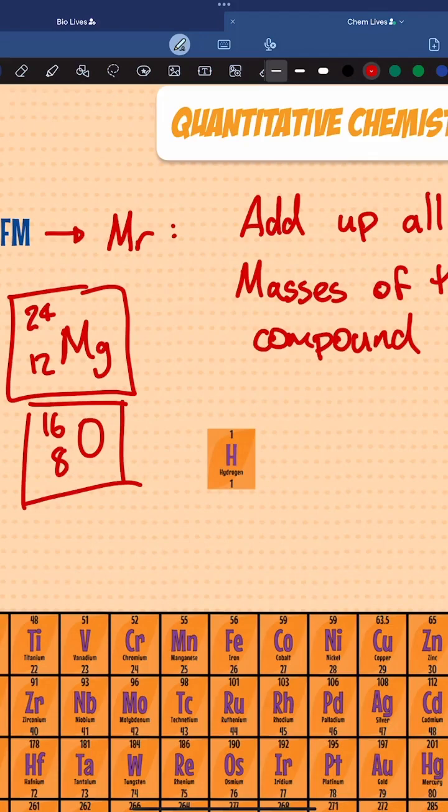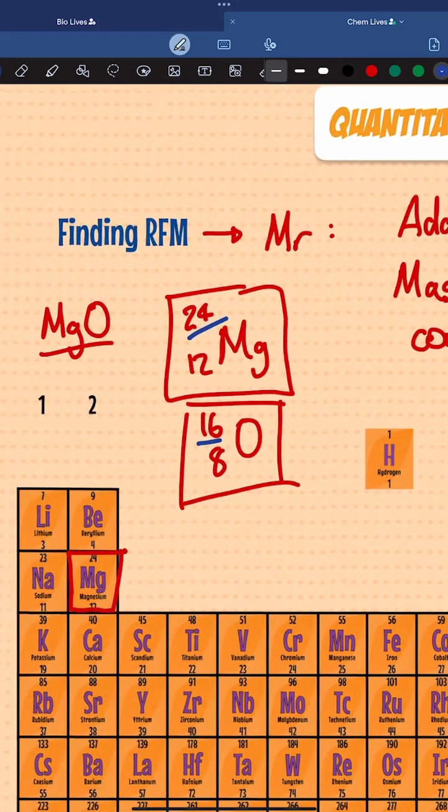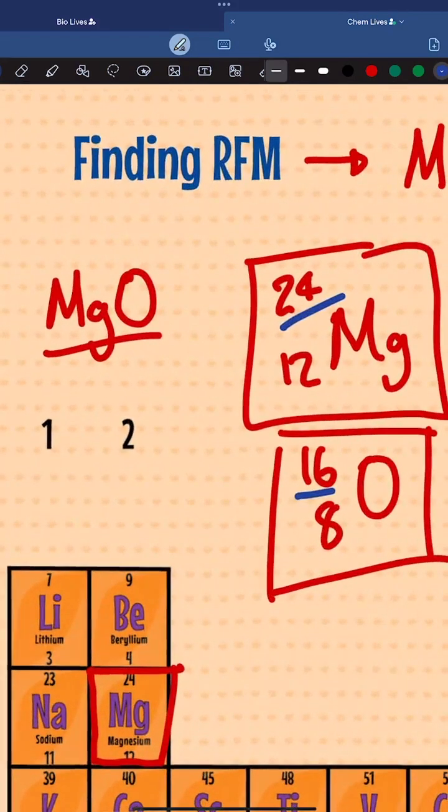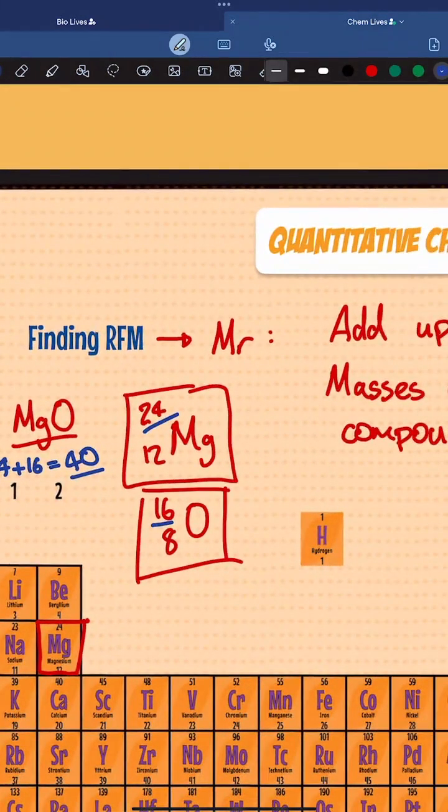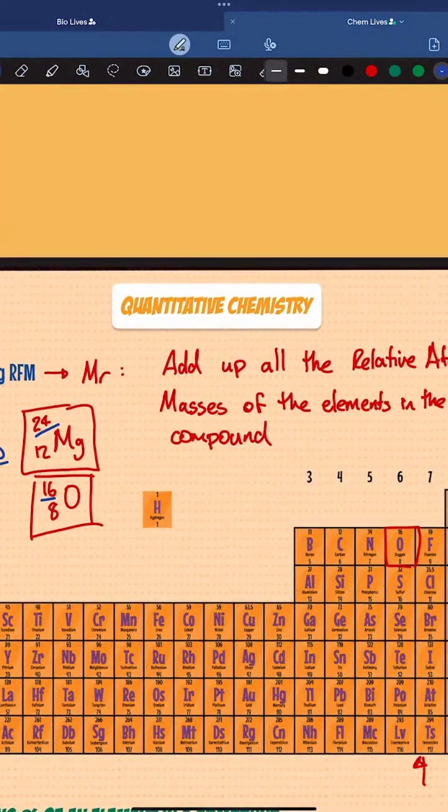So you always pick the bigger number of the two. So you got 24, you got 16. And because it's magnesium oxide, there's one magnesium and one oxygen, you just do 24 plus 16 and that'll give you 40. So that's the RFM of magnesium oxide. I hope that makes sense.